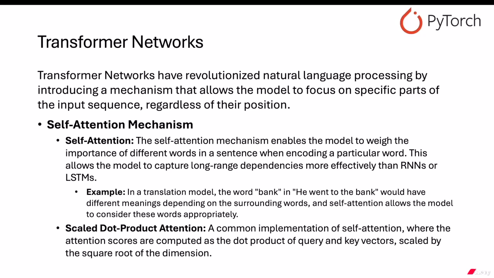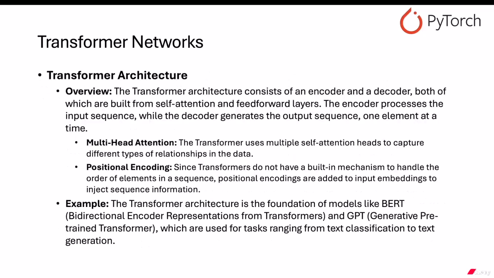Scaled dot product attention. A common implementation of self-attention where the attention scores are computed as the dot product of query and key vectors, scaled by the square root of the dimension. Transformer architecture. The transformer architecture consists of an encoder and a decoder, both of which are built from self-attention and feed-forward layers. The encoder processes the input sequence while the decoder generates the output sequence one element at a time.